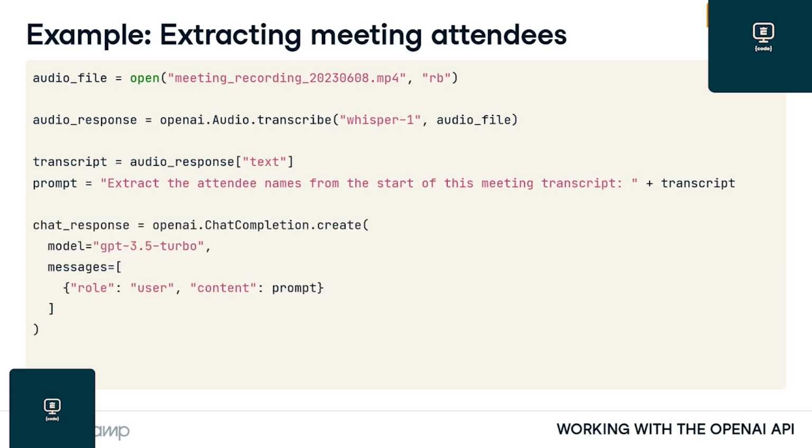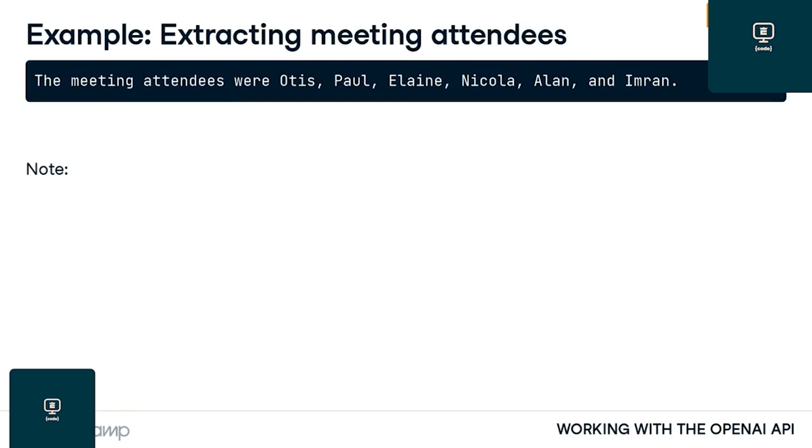We create a request to the chat completion endpoint using the create method. Inside, we specify the model to use and the messages to send, which is just the prompt in this case. Finally, we extract the response from the chat model by digging into the nested JSON response. And there we have it.